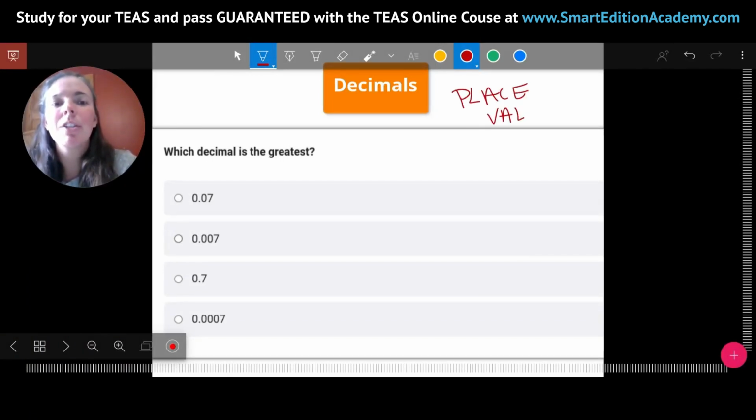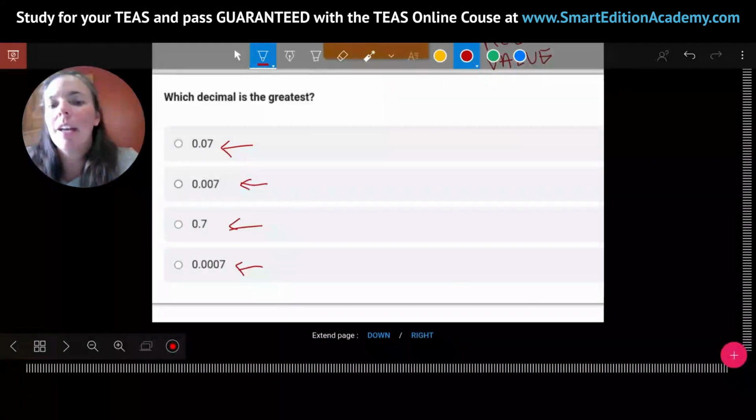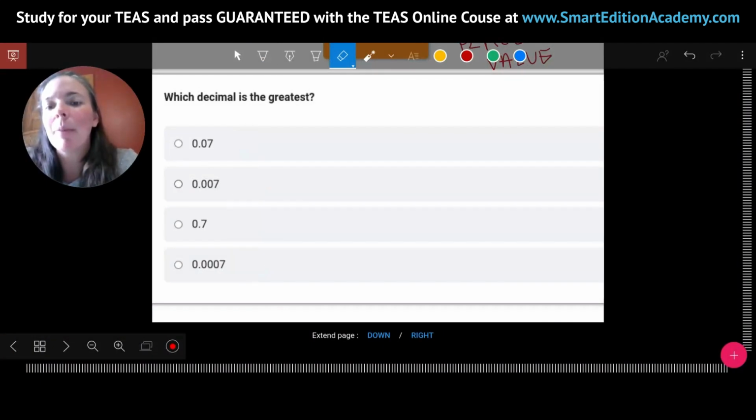Place value basically just means that when we're looking at a number, each place that we can put a digit holds a separate value. So looking at this question, we'll just talk about that place value in order to solve. So which decimal is the greatest? I see right here I have 7 hundredths, 7 thousandths, 7 tenths, and then this one is 7 ten thousandths. So when I say those numbers, I'm really talking about place value. So it's important to know your place value.